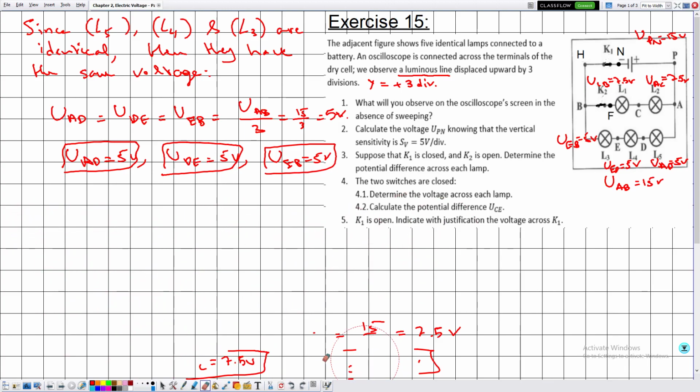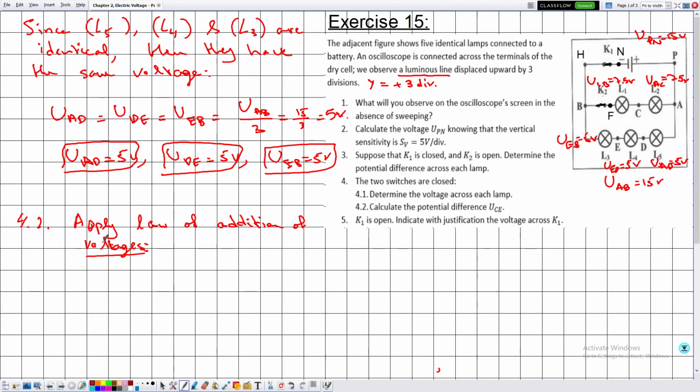Now in 4.2 they are telling me to calculate the potential difference UCE, and this can be done using the law of addition of voltages. So apply the law of addition of voltages. In this case the voltage that you are interested in calculating is UCE.